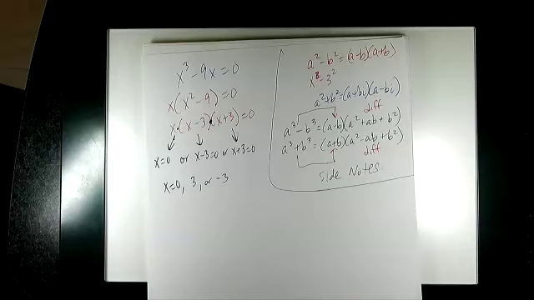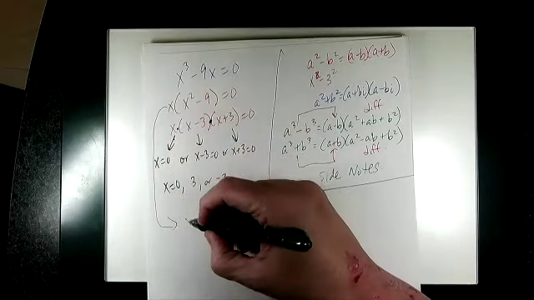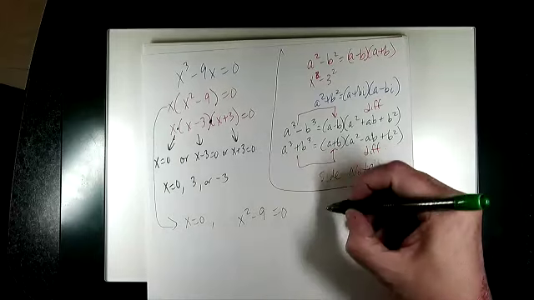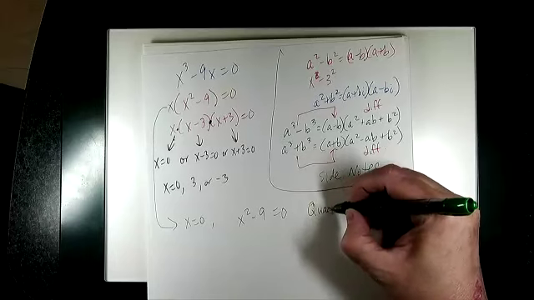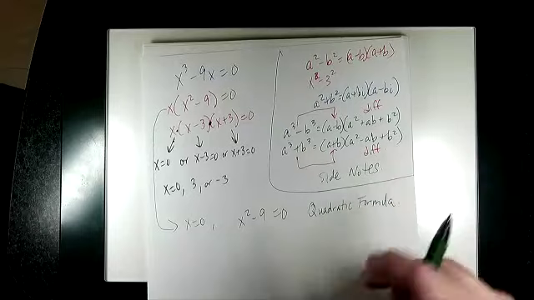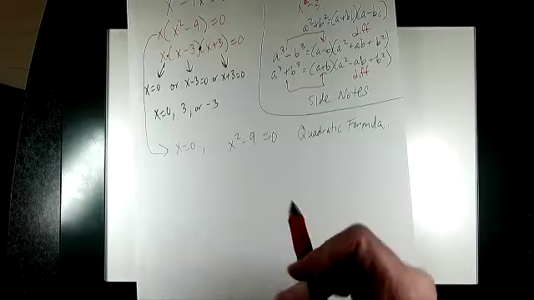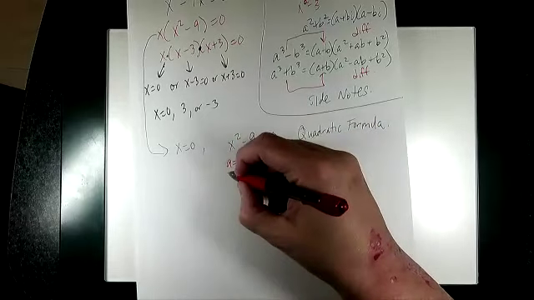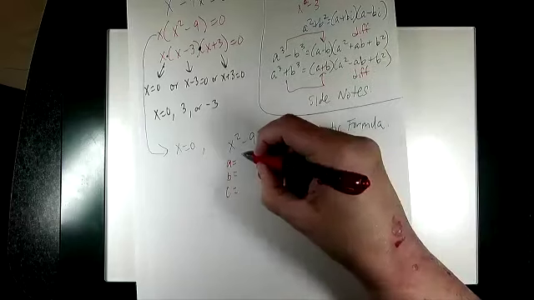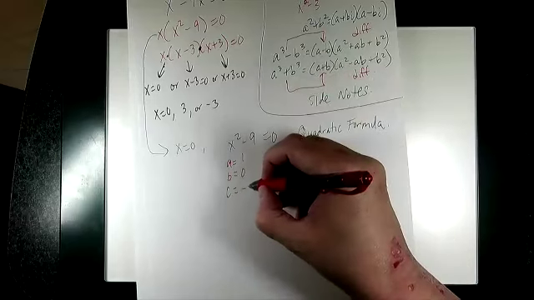Now, what if I wanted to do this with the quadratic formula when I was right here? I can get the x equals 0, but what about x squared minus 9 equals 0 with the quadratic formula? Go for it. Well, we need to identify what A, B, and C are, right? What's A? 1. What's B? 0. What's C? -9.